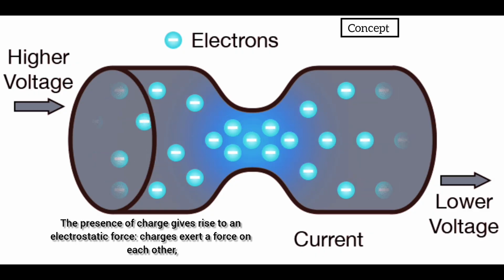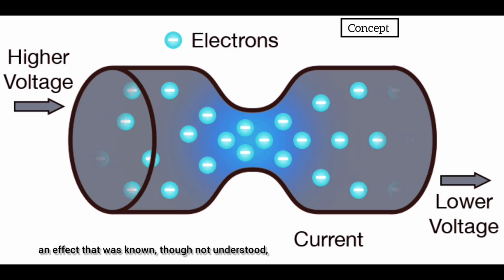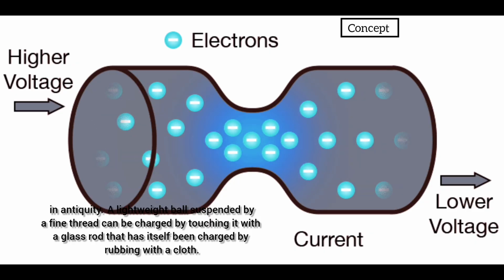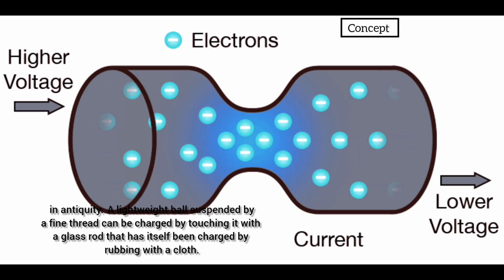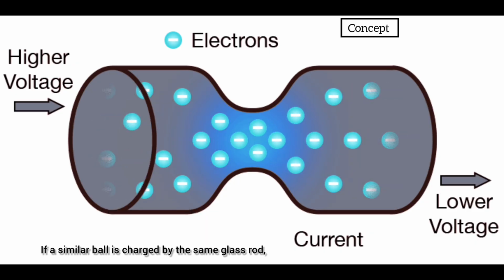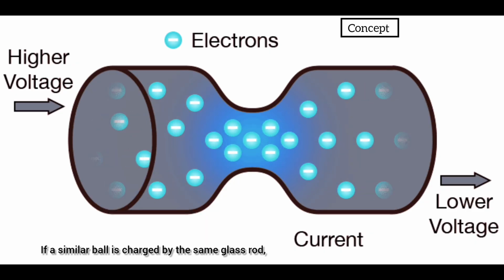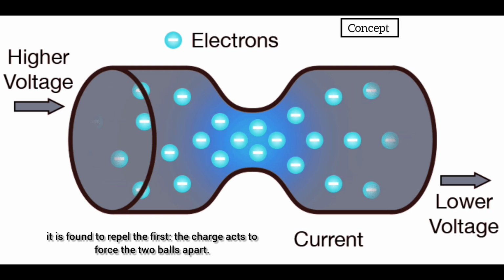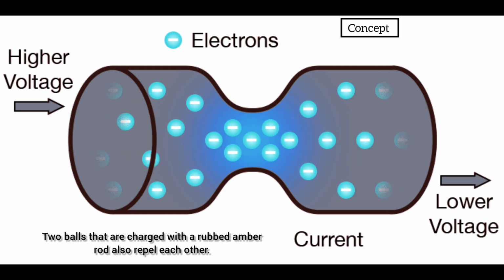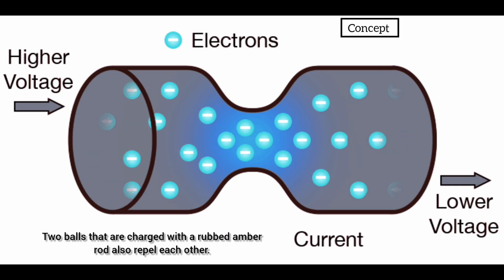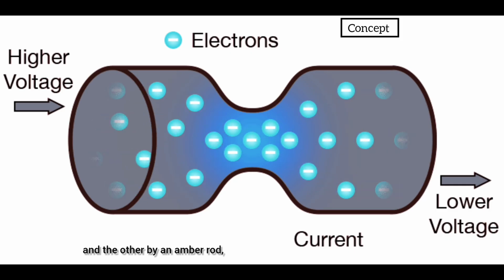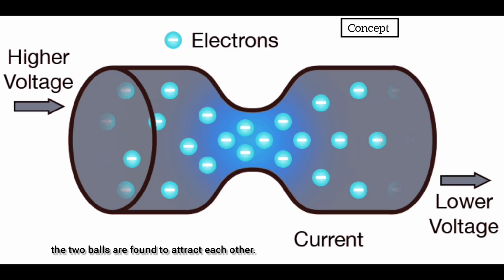Charges exert a force on each other, an effect that was known, though not understood, in antiquity. A lightweight ball suspended by a fine thread can be charged by touching it with a glass rod that has itself been charged by rubbing with a cloth. If a similar ball is charged by the same glass rod, it is found to repel the first. The charge acts to force the two balls apart. Two balls that are charged with a rubbed amber rod also repel each other. However, if one ball is charged by the glass rod, and the other by an amber rod, the two balls are found to attract each other.